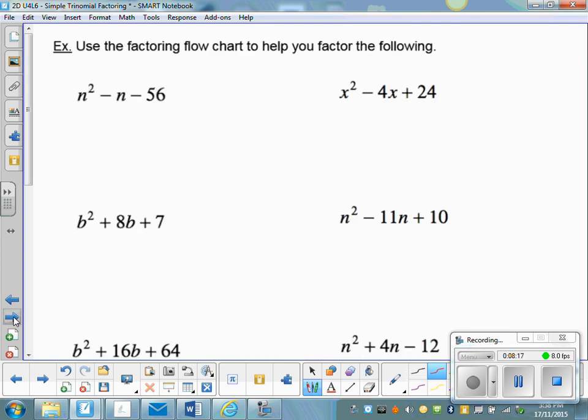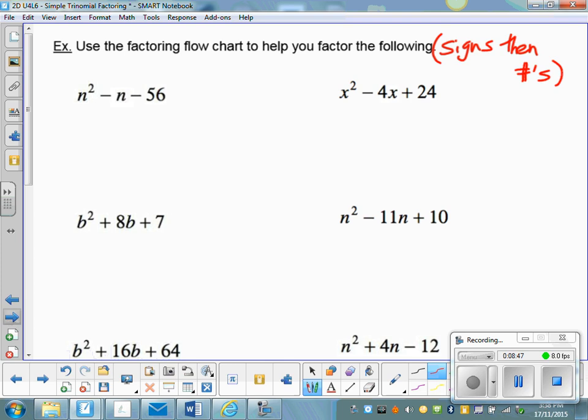It says use the factoring flow chart to help you factor the following. My guess is that you probably only need it for that first step, but you can certainly refer to it if you do find it helpful. Okay? So in all these situations, we're going to try and figure out the signs that go in the two brackets first, and then we'll sort out the numbers. So remember, we're working backwards now.